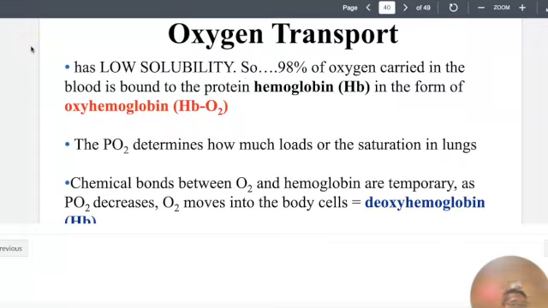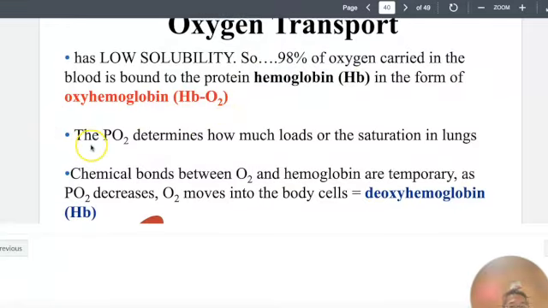So remember, we talked about a gas needing to be soluble to a liquid. But oxygen is actually not very soluble in blood, so it needs another compound. It's called hemoglobin. Oxygen has low solubility, so 98% of the oxygen carried in the blood is bound to a protein called hemoglobin in the form of oxyhemoglobin.